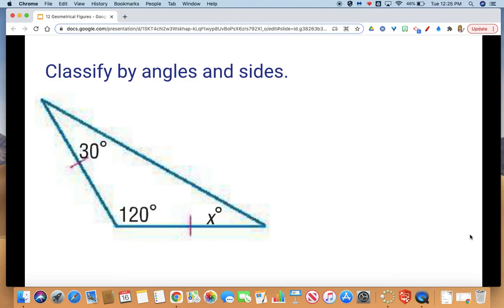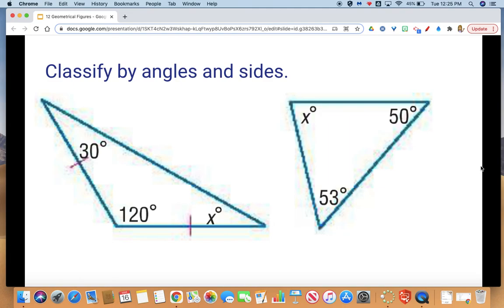Angles first. Even though I don't know what this value is, I see I have one angle that's over 90 degrees. So right away I can tell this is an obtuse triangle. And then I see two sides that are the same in length. So an obtuse isosceles triangle. What would x be? 120 plus 30 is 150. So x must be 30 degrees to get us up to 180.